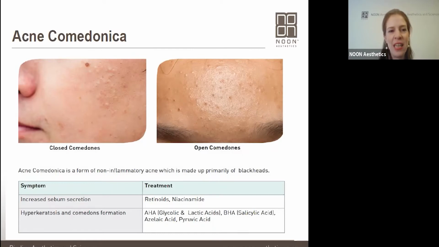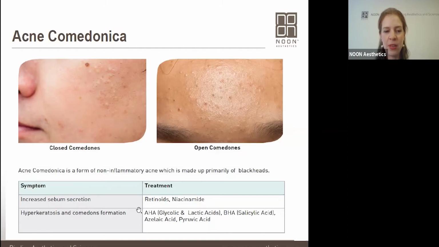So what we have in acne comedonica, first, before I start and talk about what we have here, it's very important to know that when we treat acne, it's important to cover all the symptoms that we have. Because if we don't cover all of them, we can go back and not get the best result. So here I have only 2 symptoms, as you can see. The first one is increased sebum secretion, as we saw that happens in comedone creation. And we treat it by using retinoids or niacinamide.